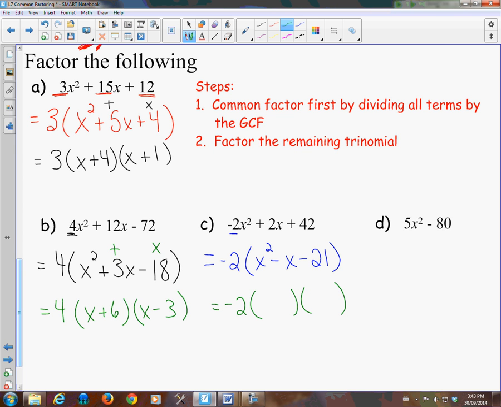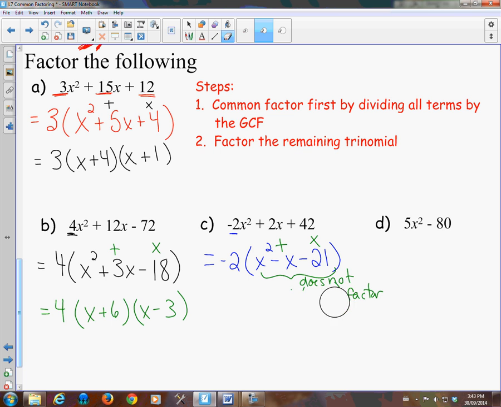Put my two brackets. And what multiplies to get -21 and adds up to get -1? Well, the only things that multiply to get 21 is 7 and 3. And they're not going to add up to -1. So that means that the simple trinomial does not factor. So that means that I'm done. There's no more factoring to happen. That's all I can factor because the trinomial doesn't factor anymore.